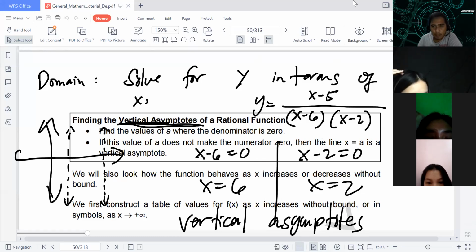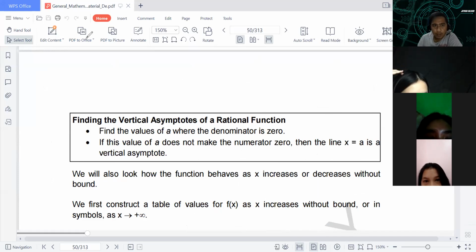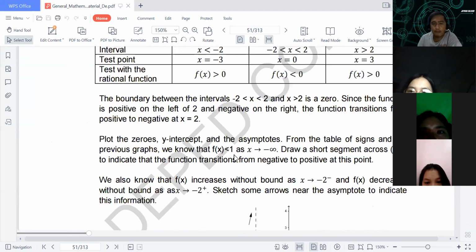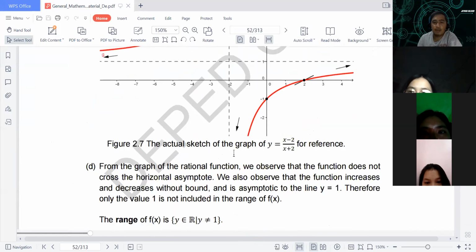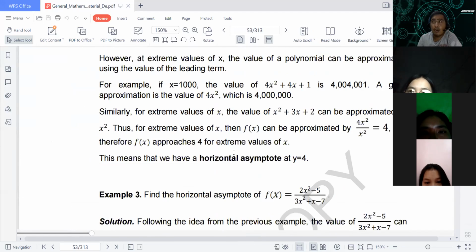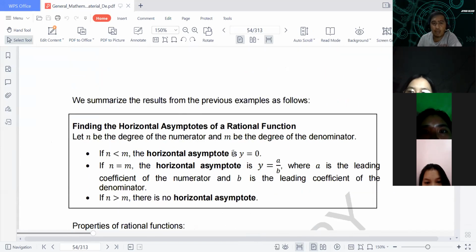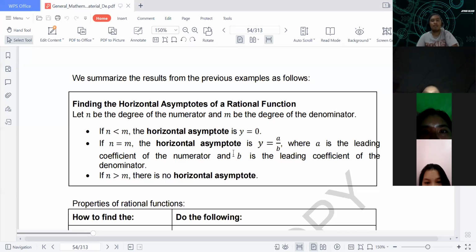For the vertical asymptote, you remember the three cases. There are three cases for you to remember in the horizontal asymptote. You just look at the degree of your exponent in the numerator and denominator. Just this one. Okay, let me give you this form.